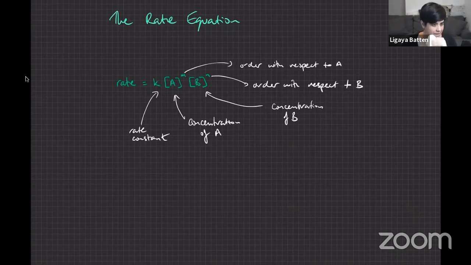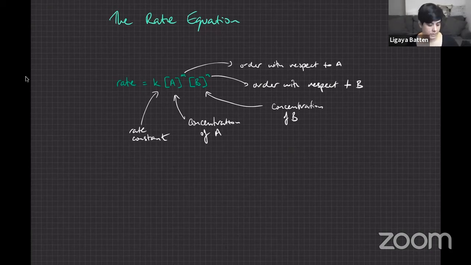Okay. No, so I can't see any questions. So we're going to go on to looking at how we can then use these order of reactions to put together a rate equation, and how we can use that to calculate the rate constant K.